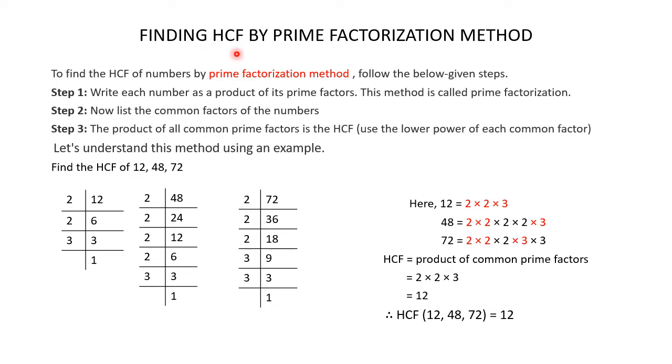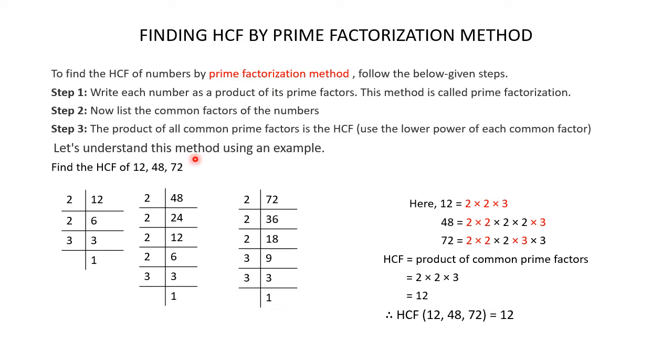Now let's find out HCF by prime factorization method. You can find the HCF of numbers by prime factorization method in three easy steps. In the first step, write each number as a product of its prime factors. This method is called prime factorization. In the second step, list out the common factors of the numbers. In the third step, find out the HCF. The product of all the common prime factors is the HCF.